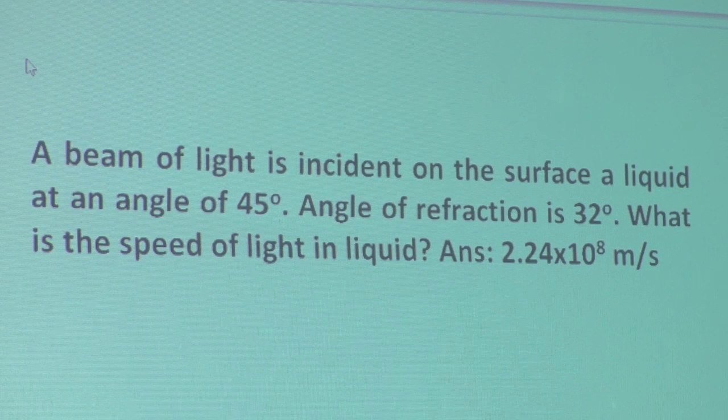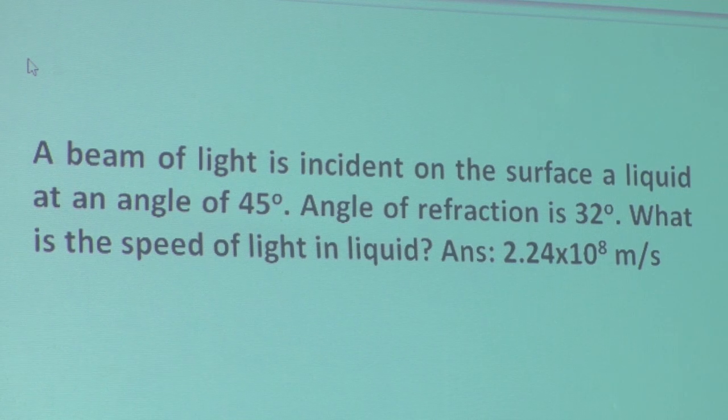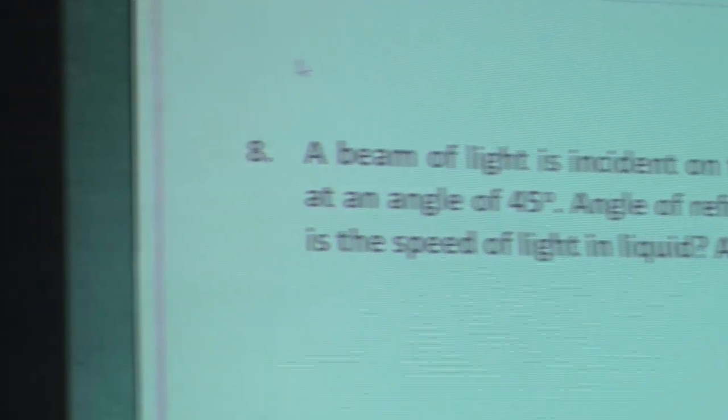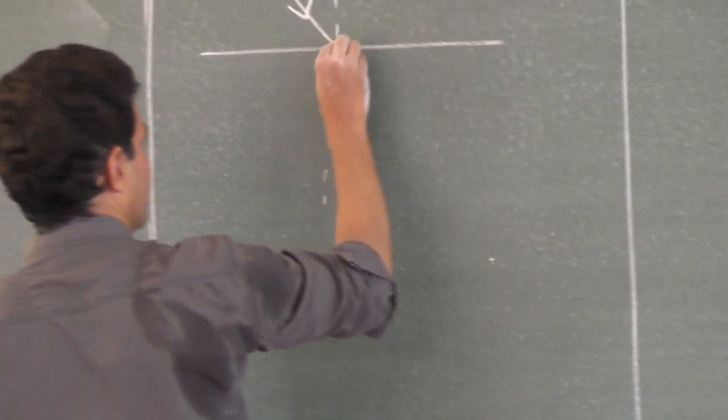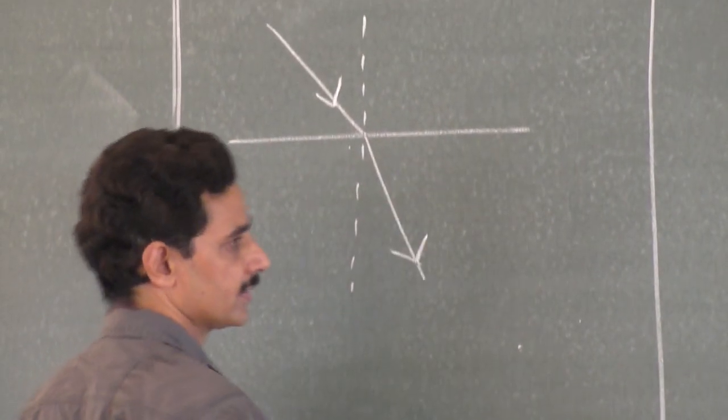Okay, take the paper, right, and try to solve this. Now if you come back to the board, a beam of light is incident on the surface of a liquid at an angle of 45 degrees. Hope you have not forgotten what is sine 45. So it undergoes refraction like this. This is 45.